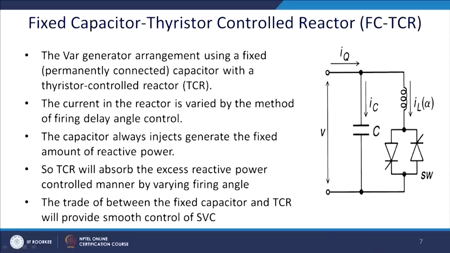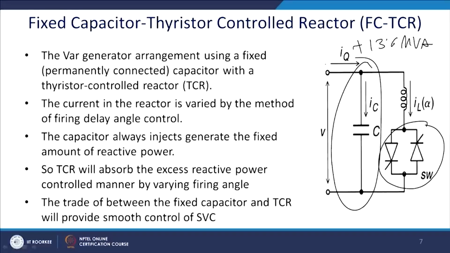This is basically a fixed capacitor configuration. You have a capacitor that is fixed to the line, and ultimately whatever the value of the inductor is required, you get it here. So, let us say we require 13.6 MVAR to be injected, that is capacitive. So, this should have a rating of around, let us say, 14 MVAR, and it will be switching in such a way that it will generate minus 0.4 MVAR, and thus you get the effective compensation.